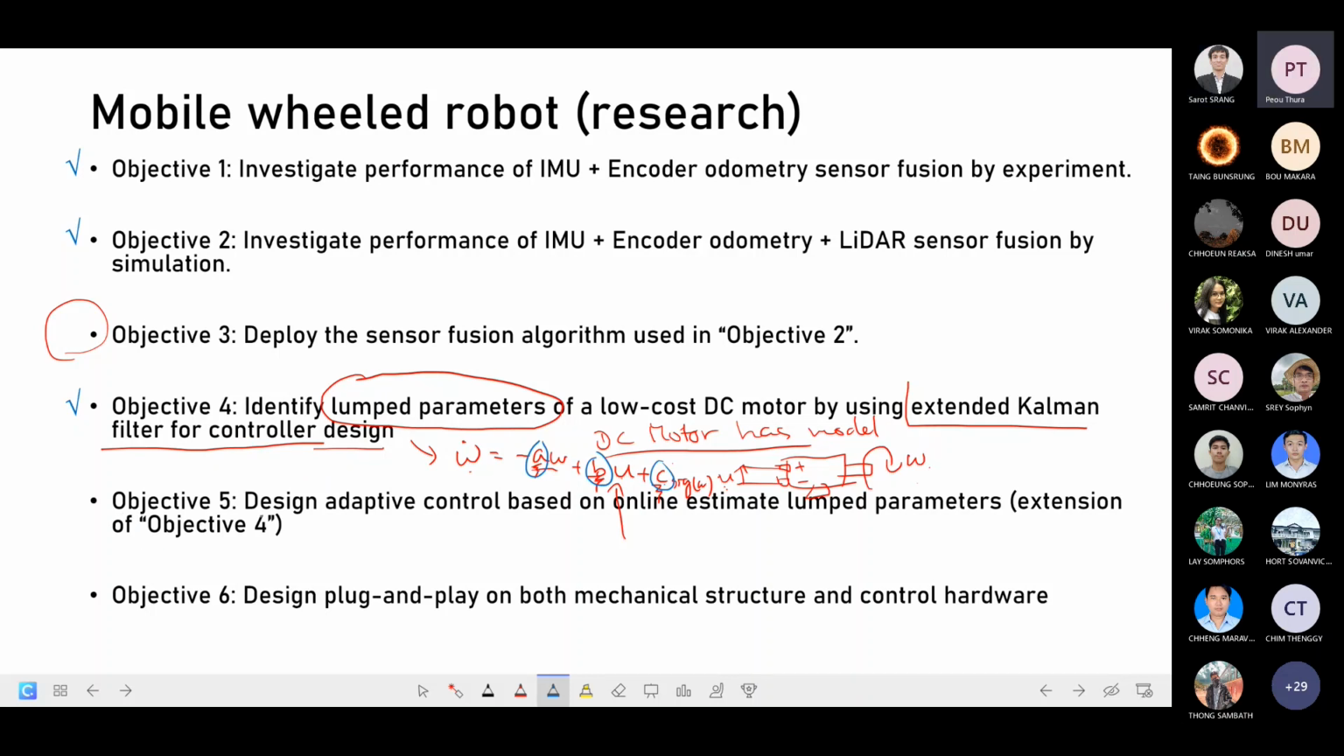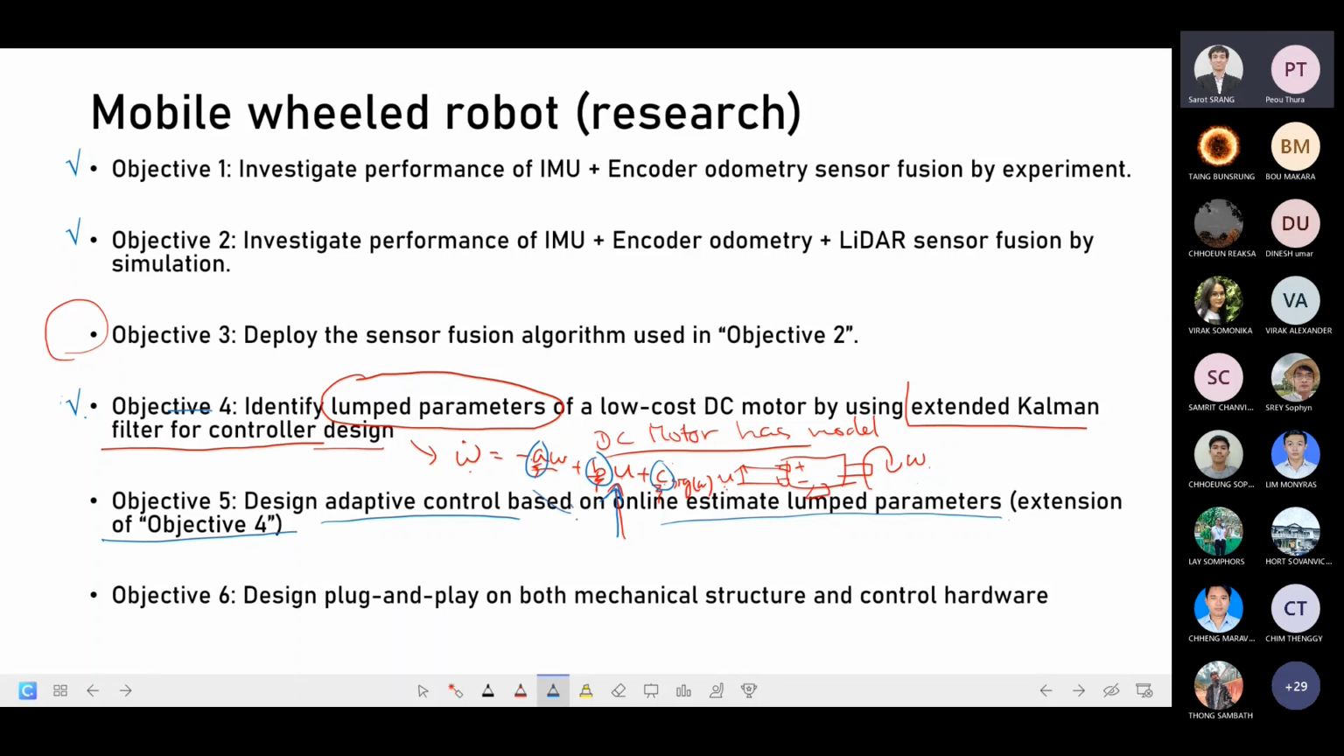For objective 5, we want to design an adaptive control based on online estimated lumped parameters. Actually, we have tested this one, but it seems it does not work. Or it may work if we at least apply offline identification first, at least one time. Offline identification means first we use objective 4: operate the motor by using a sine wave for the input voltage, so the motor rotates forward and back, back and forth.